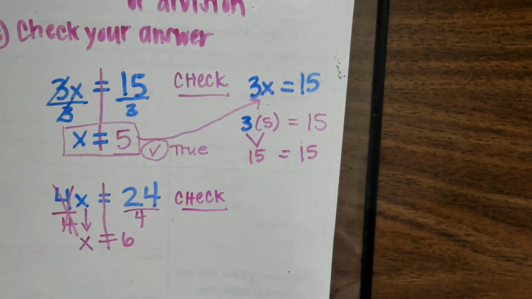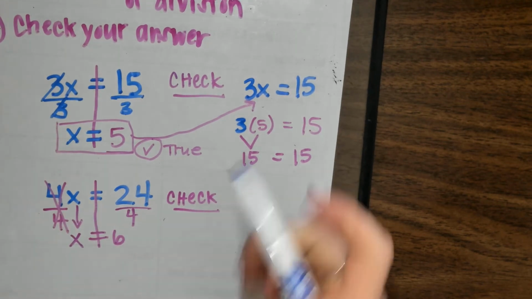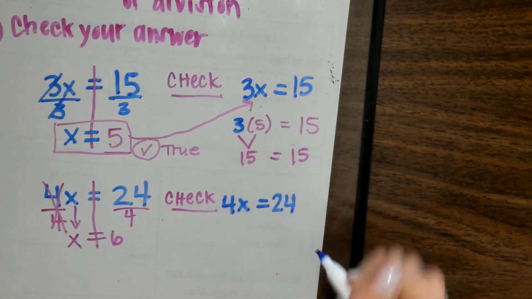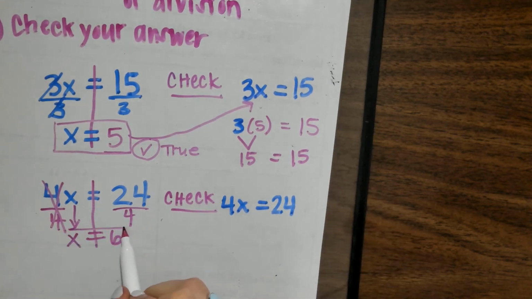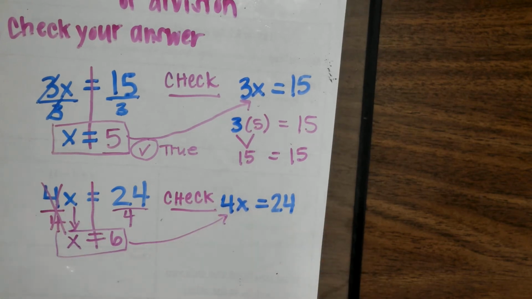When we check, remember we are just taking the original problem, this 4x equals 24, and we're plugging the solution that we figured out into our problem. Okay, so that means we're going to take the 4.